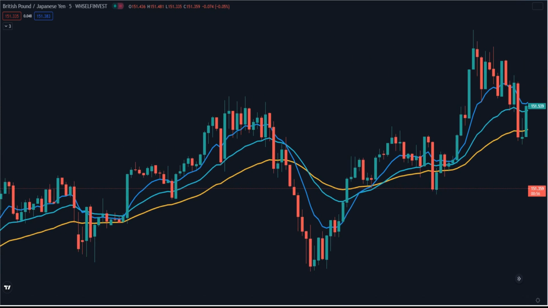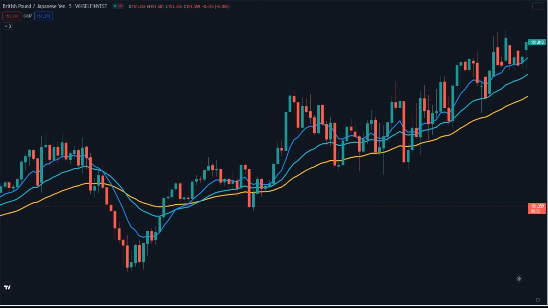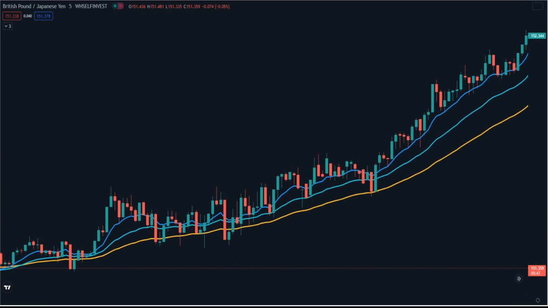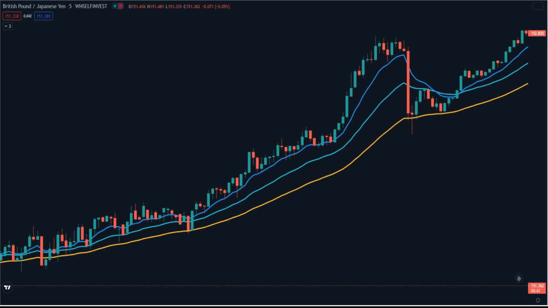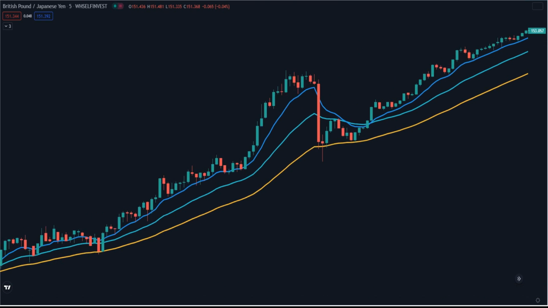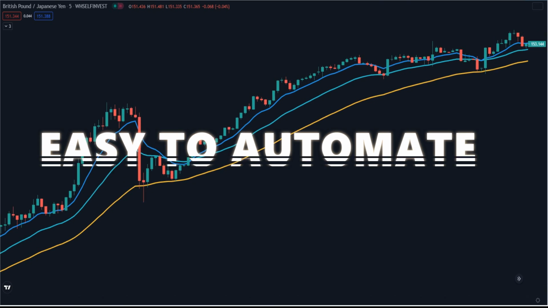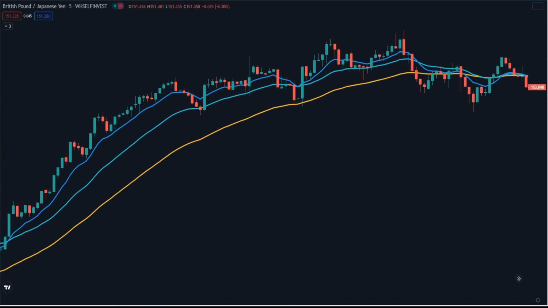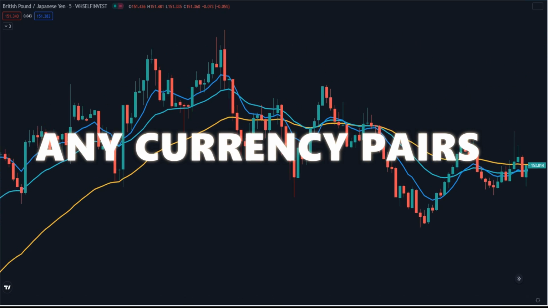We use the exponential moving average because the simple moving averages have more lag. The exponential moving averages have less lag and these are more suited for trading on shorter time frames. The advantages of this triple moving average forex trading strategy are: simple and easy to follow, easy to automate. It is a very profitable forex strategy in trending markets. For this strategy you can use any time frames and any currency pairs.